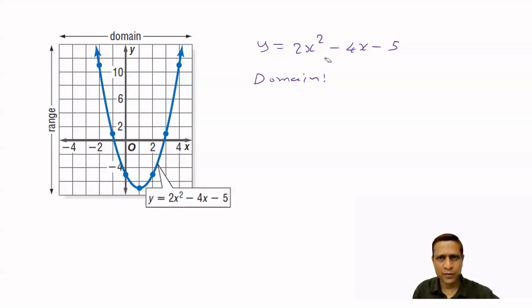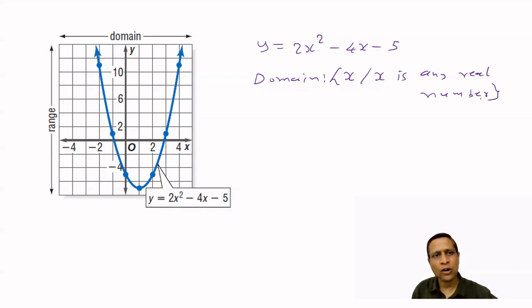I can put x = 1, x = 2, x = 0, x = 100, x = 1000, x = 1 million, or negative 1000, negative 1 million. I can put any value of x. That's no issue. So domain covers the complete x-axis. So we can say domain in this case is all x where x is any real number. So here domain is all real numbers. You can put any value of x.